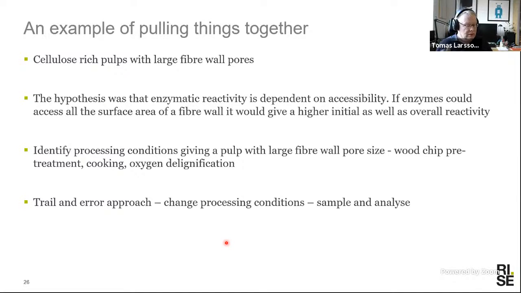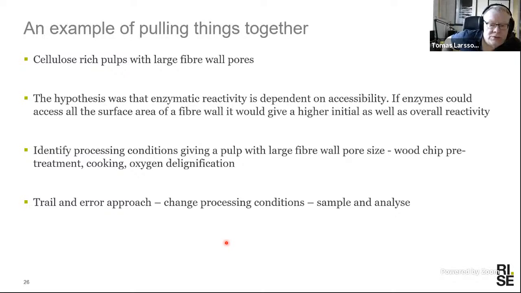The thinking was that enzymatic reactivity should actually be dependent on accessibility, because if the average pore size in the fiber is much smaller than the enzymes, they can only chew away on the fiber surface, the envelope of the whole fiber, which is about a square meter per gram. If you can open up the pore sizes so they become much larger than the enzymes, they could enter into the fiber wall interior, and you would have all the 150 square meters per gram available or accessible to the enzymes. So that was the idea, to see if we could show that.